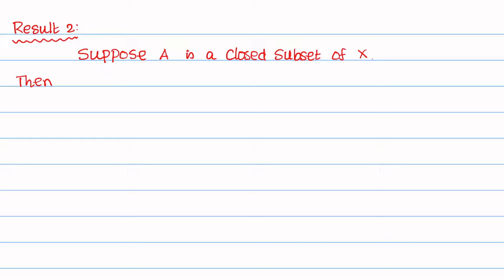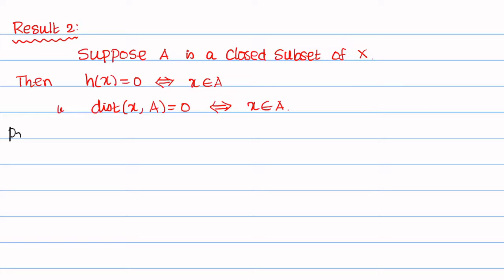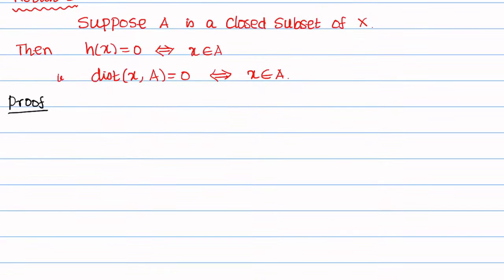அப்போ நான் இங்க என்ன எழுத போறேன் அப்படின்னா, then this h of x equal to 0 if and only if what we are going to show is this x belongs to capital A. That is, distance between x comma capital A equals 0 if and only if x belongs to capital A. இப்படி proof பண்ணலாம். பண்ணலாமா சார்? ரொம்ப சிம்பிள்.